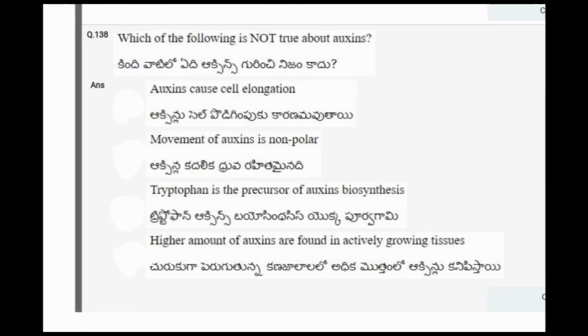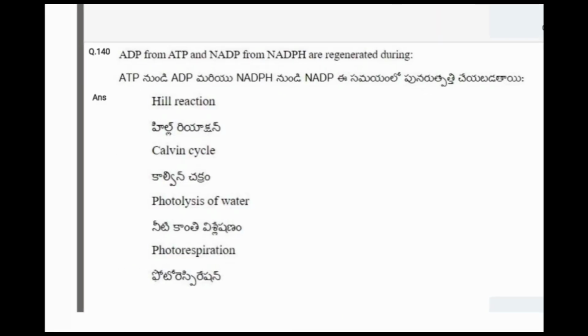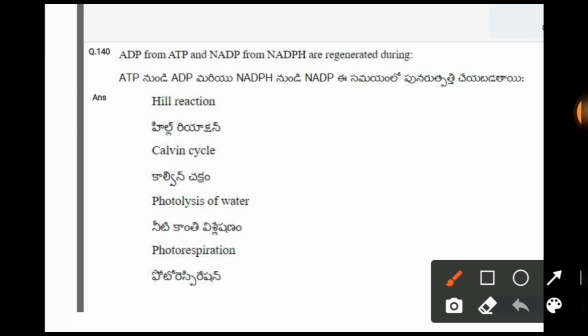Next question. The ADP from ATP and NADP from NADPH are regenerated during. Options are Hill reaction, Calvin cycle, photolysis of water, photorespiration. The correct option is the second one, that is Calvin cycle.